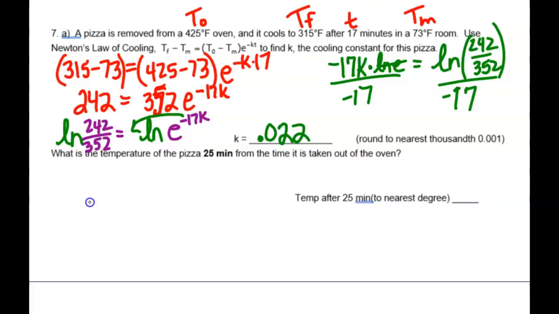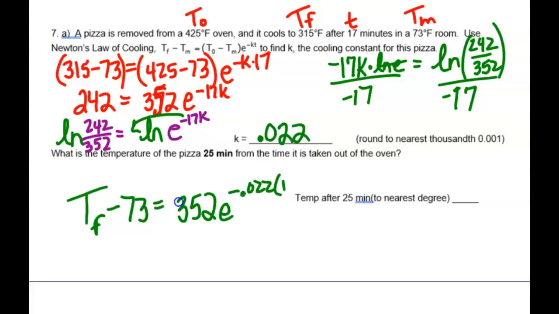Did I do something wrong? No, I got it. Okay. 0.022. When you plug it back in, you're looking for the final temperature, okay? So you can literally use the 352 e to the negative 0.022 times 17. No, times 25. Time changes to 25. And then type all that in and add the 73 over.